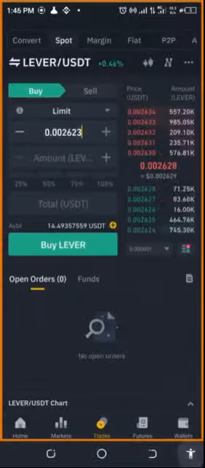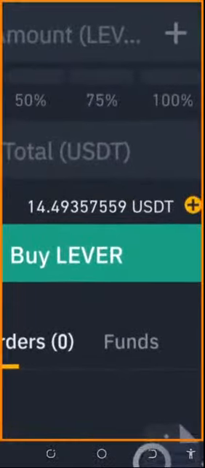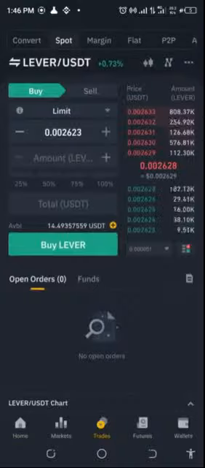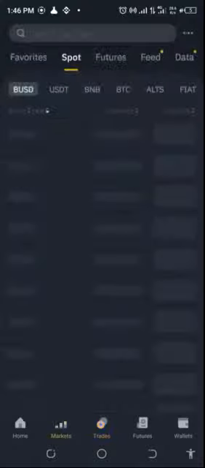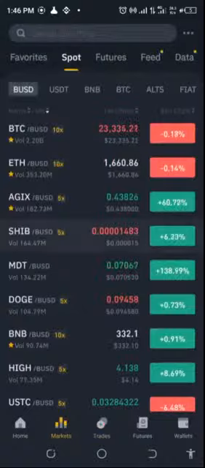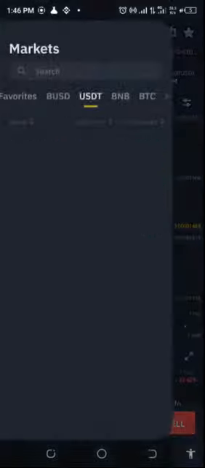So how much do we have here? We have 14.4935. Then what we're going to do is reduce this amount of money. Let's go back and check the all-time high. Let's go back, just choose anyone and then change it to lever USDT.